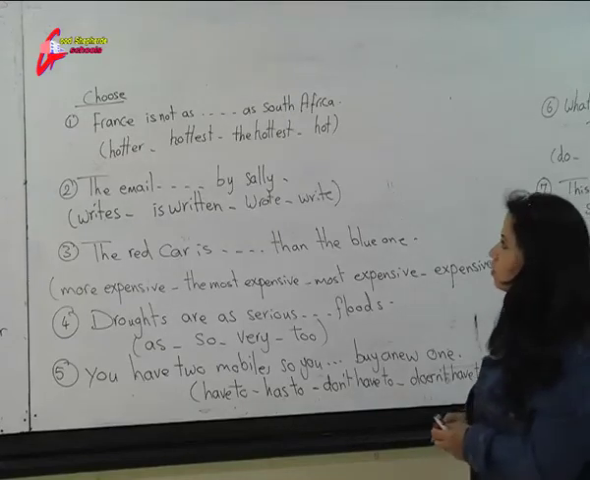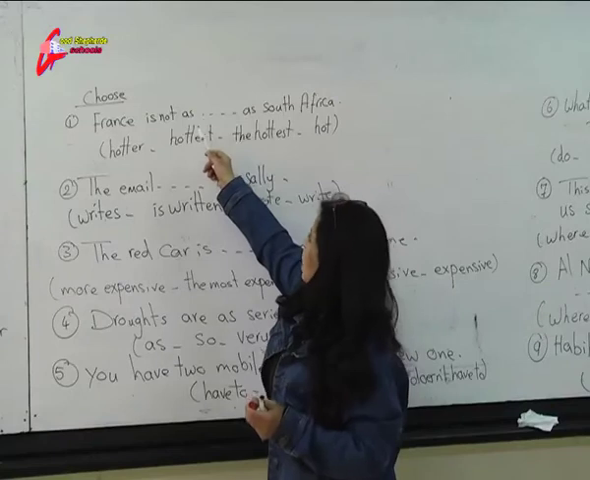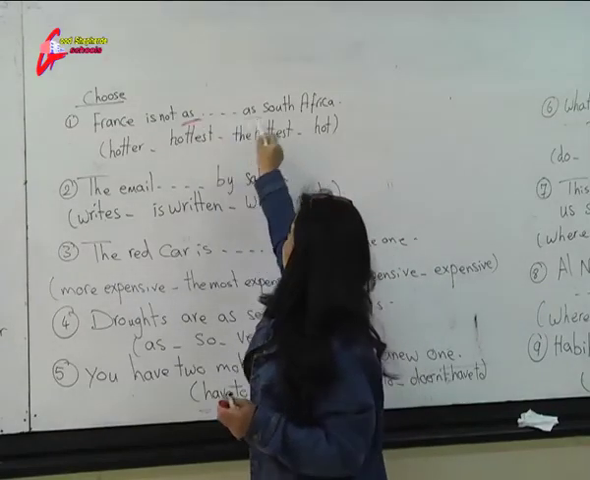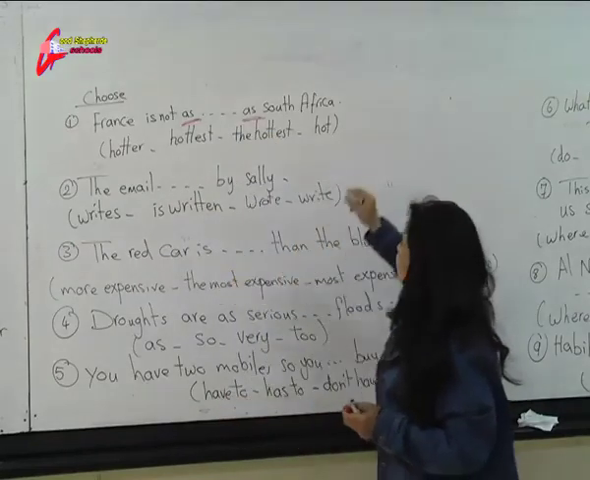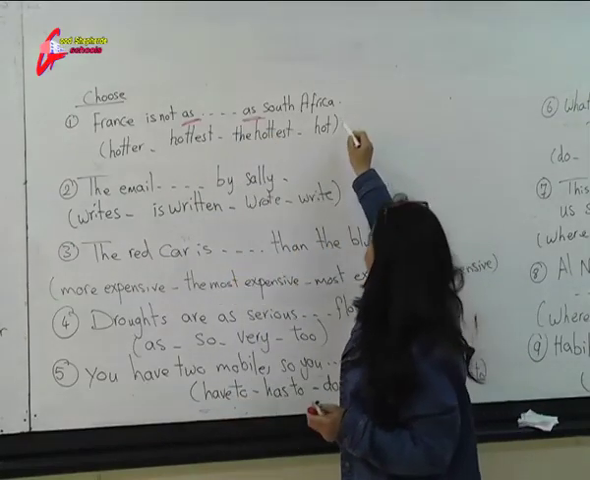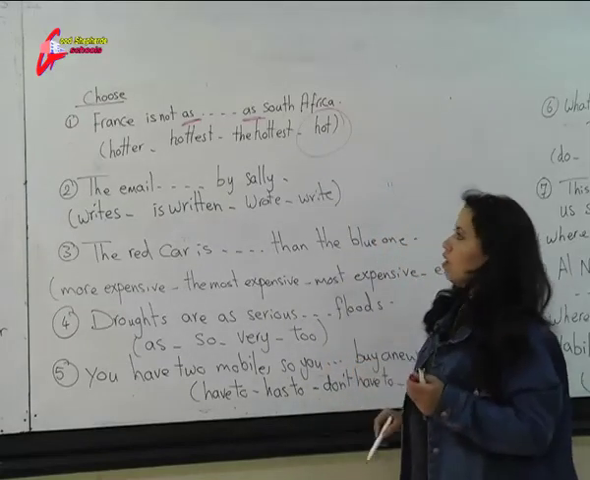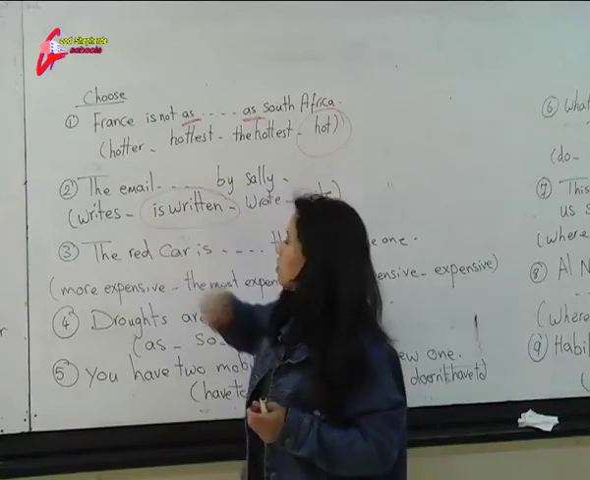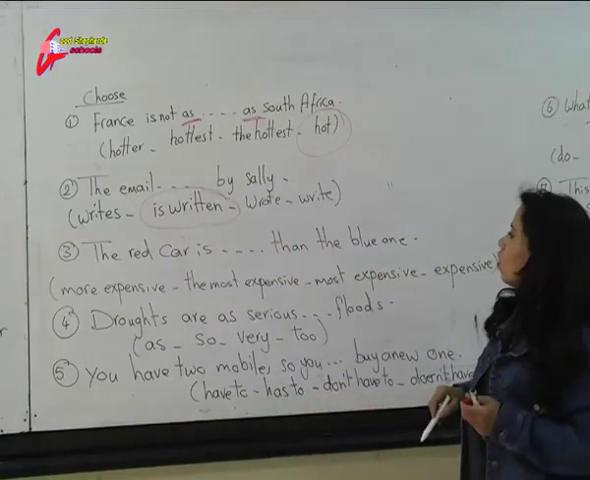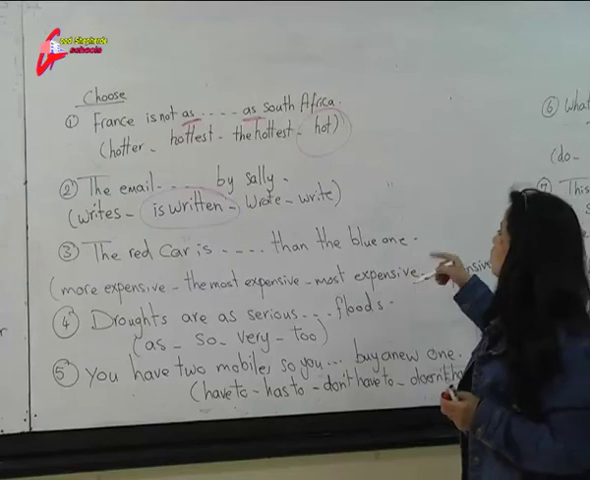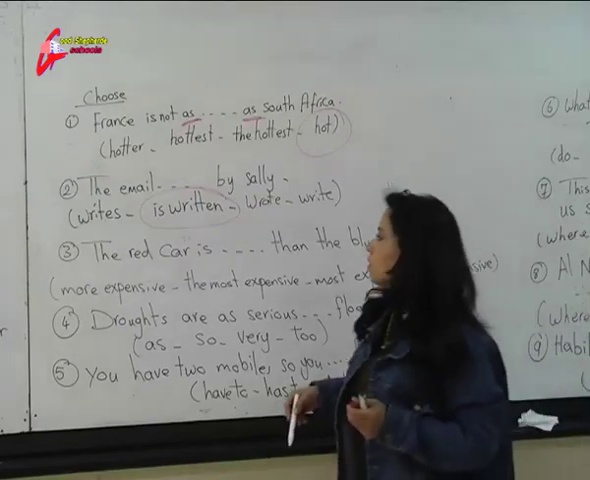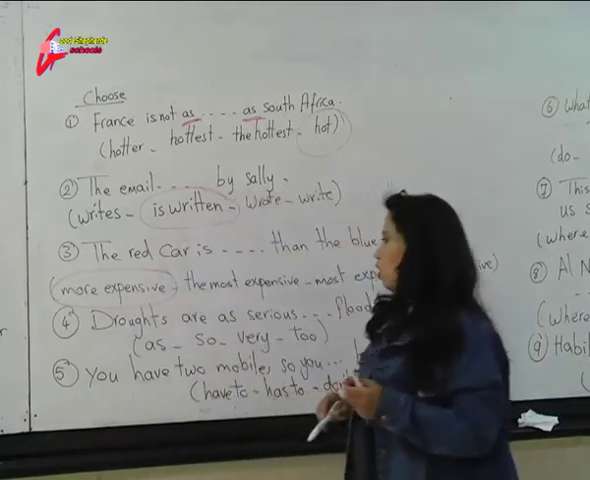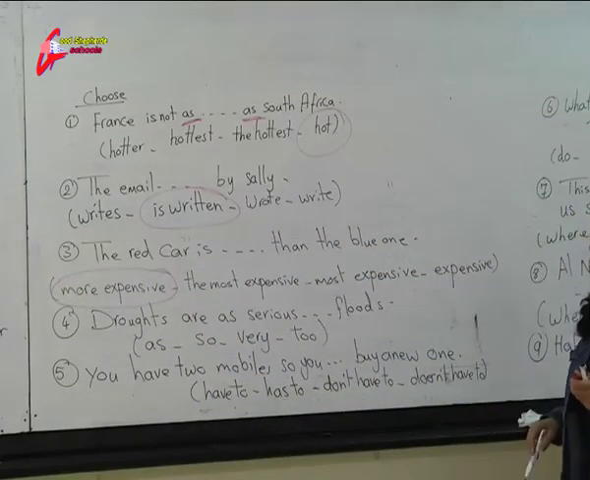Okay, for the first sentence, France is not as hot as South Africa. So we said when we use as, we use only the adjective without er or est, so it will be hot. The email, it will be is written because this is a passive sentence. The red car is more expensive than the blue one. This is comparative, so it will be more expensive because this adjective is a long one. It's more than one syllable.